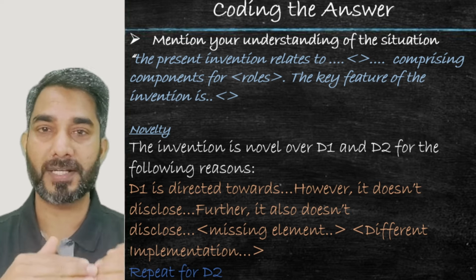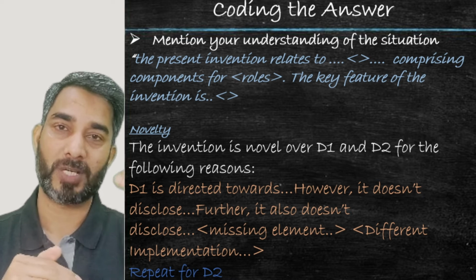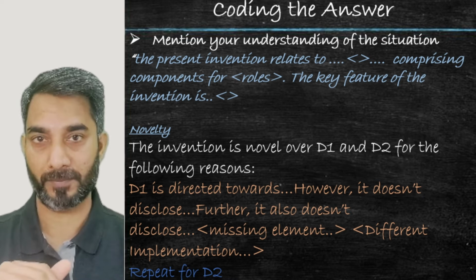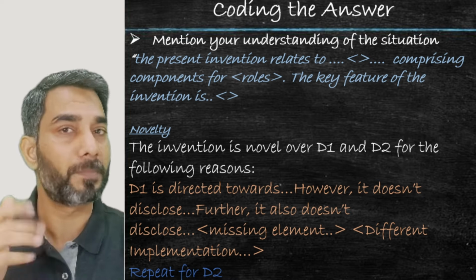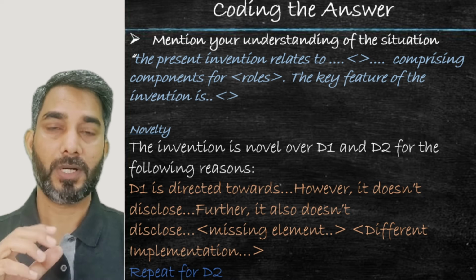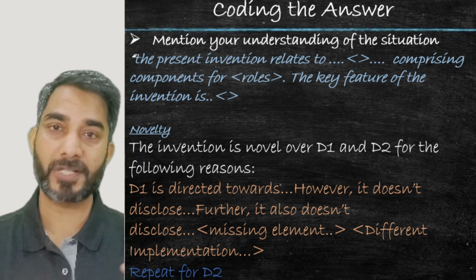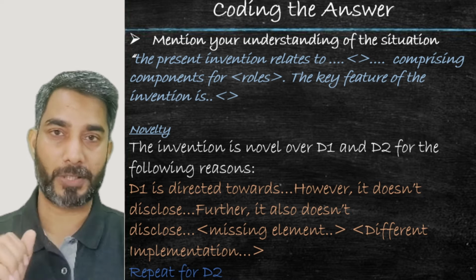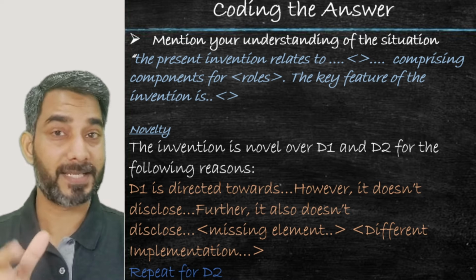So what you have done is you have differentiated between your invention and this invention in terms of what is not there in D1, right? Similarly, you need to repeat D2 also. And once you have differentiated both D1 and D2, we have established novelty of it. But this isn't the end of it.